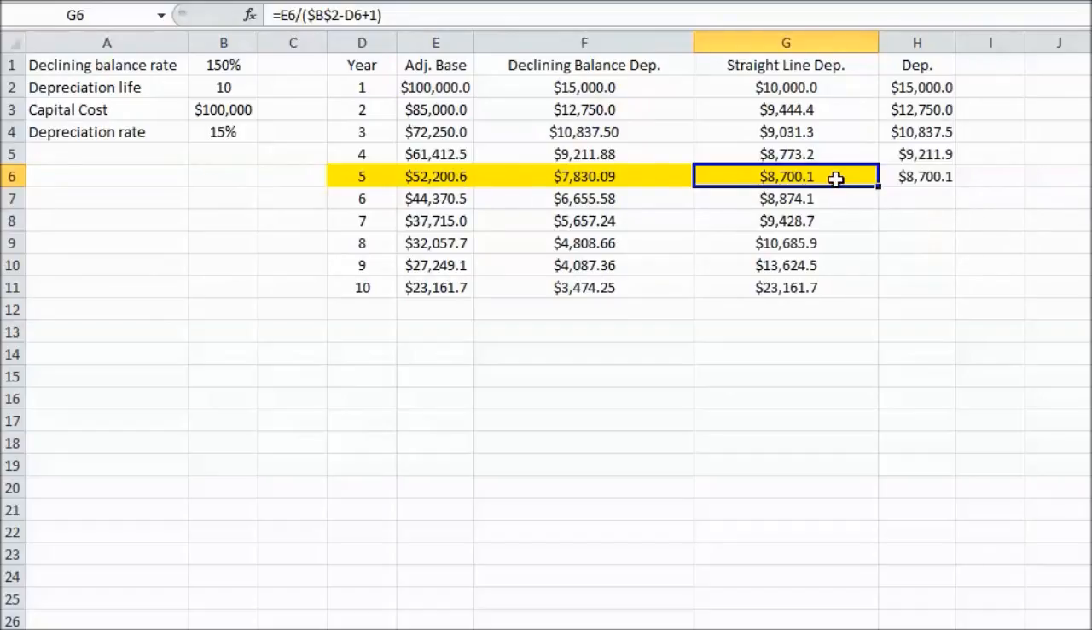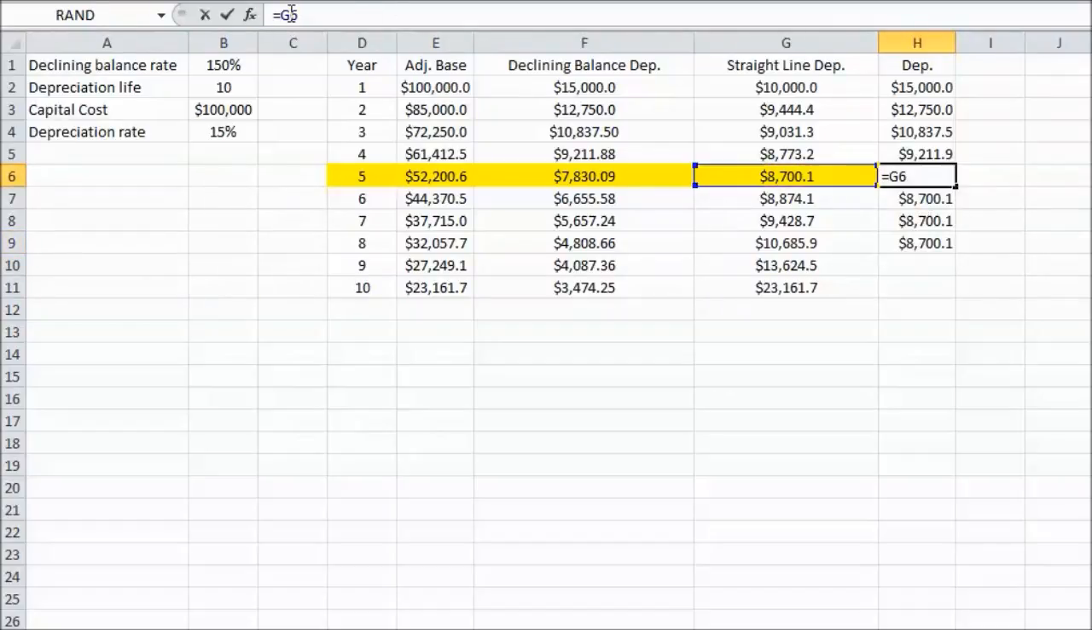Please note that this number means if you depreciate the leftover depreciable value of $52,200 of adjusted base for the leftover 6 more years, you are going to have $8,700 per year. So this is going to be constant for 6 years. From hereafter, I will switch to straight line, and for every year, this number is going to be constant and equal to $8,700. For the 6th year, I'm going to have the same. For the 7th year, the same. For the 8th year, the same.